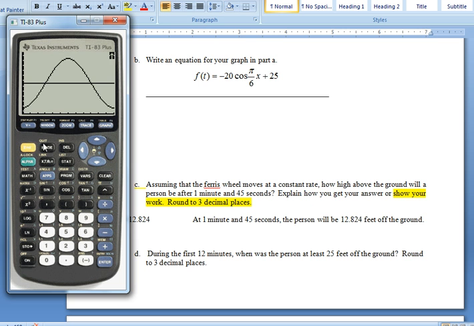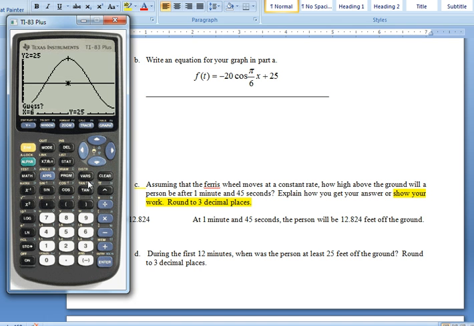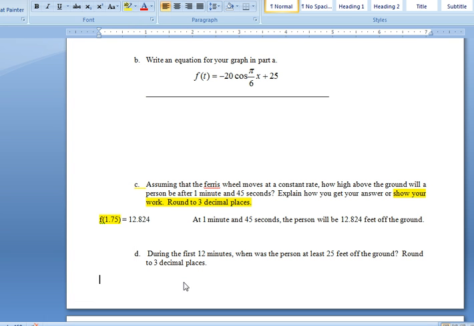To do that, you go to second calc number 5. You can just press number 5. Enter, enter, and then you go to the intersection point that you're looking for. And so this happens at 3.000. So I'm going to say the first one is 3.000 minutes.